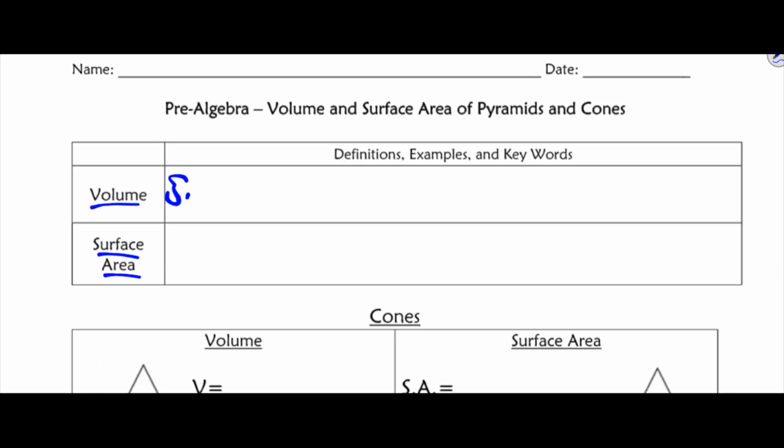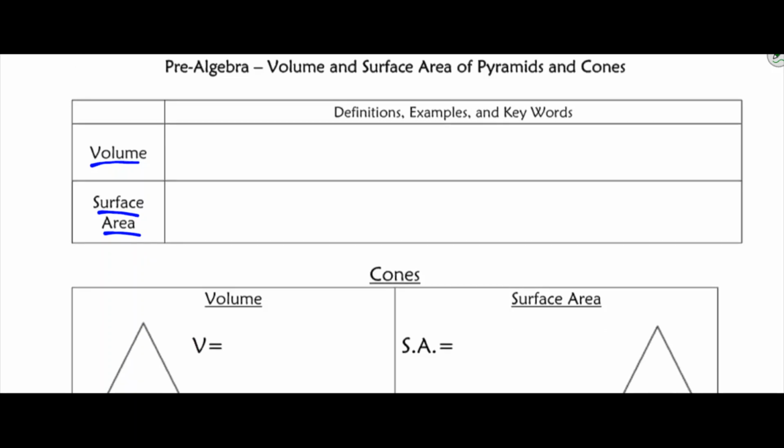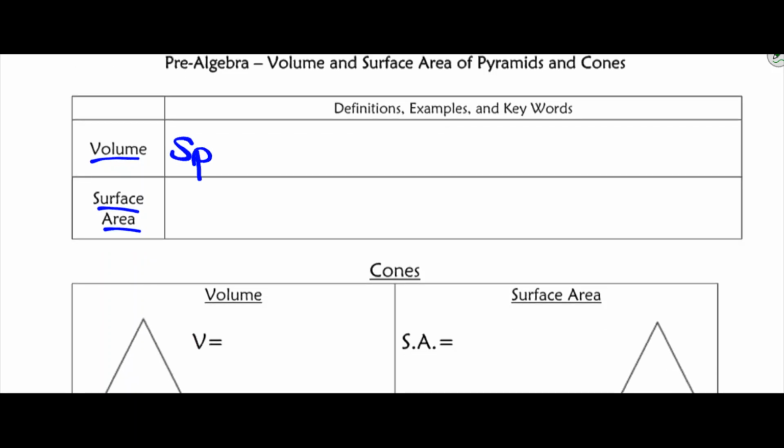Volume is the space that's inside a sheet. Volume is just talking about the inside of the sheet. It's actually literally how many little cubes you can fit inside of a sheet. Some keywords that you'll see for that are fill, or sometimes you'll just see the word inside, how much you can fit inside.